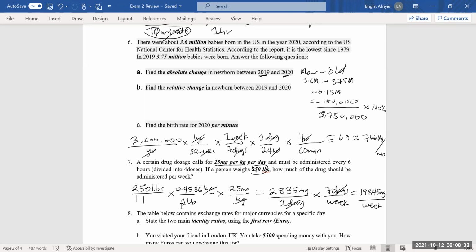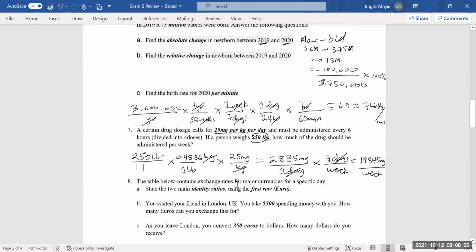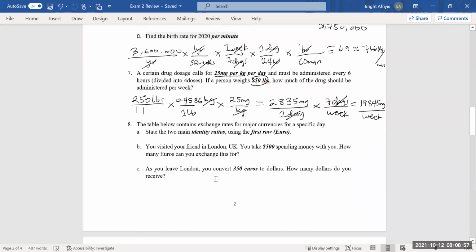Is that okay? So you notice there was some redundant information. Must be administered every 6 hours. So if you are thinking you are going to divide by 6 hours, we didn't really need that, right? Because we just want to find how much of the medication should be administered per week, and that did not really play any role in getting that out. Okay, nice. So now let's go to question number 8.